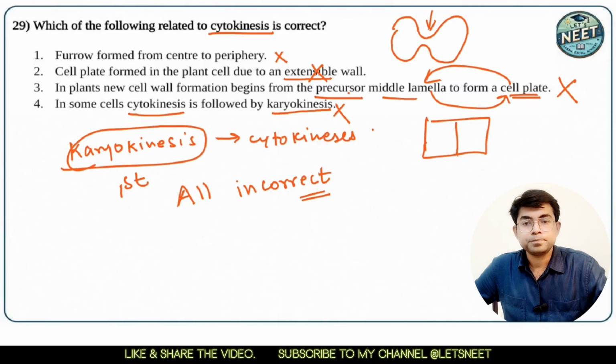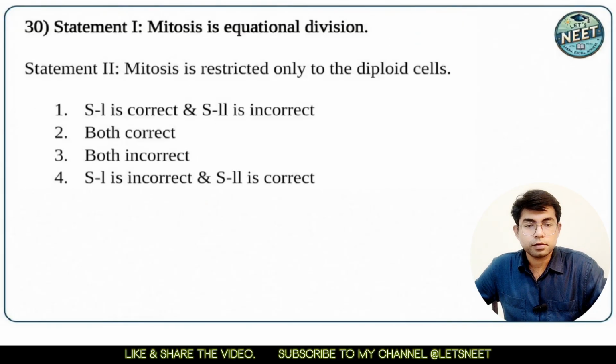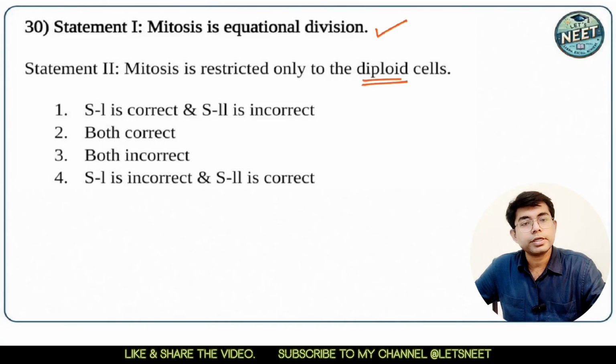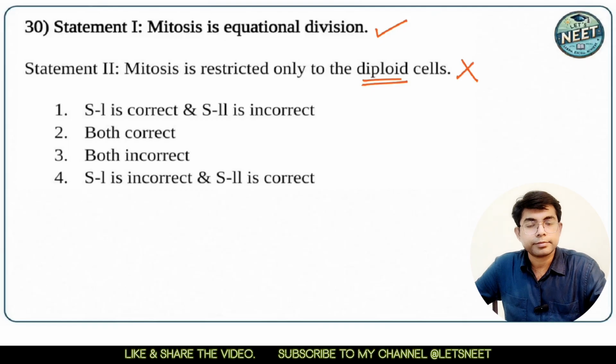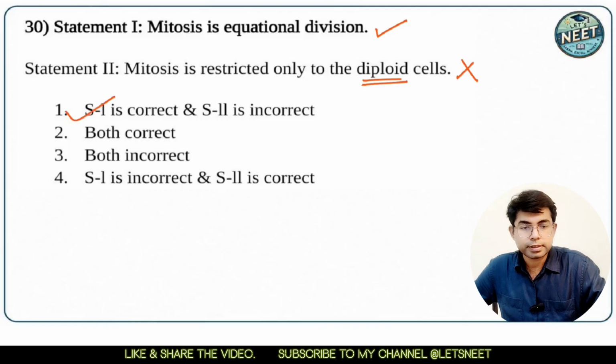Then moving ahead, here, mitosis is equational division. Mitosis is equational division, it is correct. Mitosis is restricted only to diploid cells. Is mitosis restricted only to diploid cells? This is wrong. So statement 1 is correct, statement 2 is incorrect. So the first one is correct here.